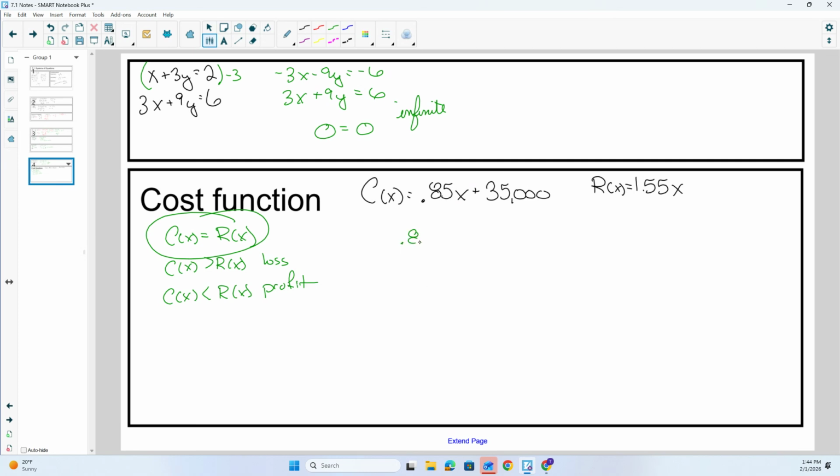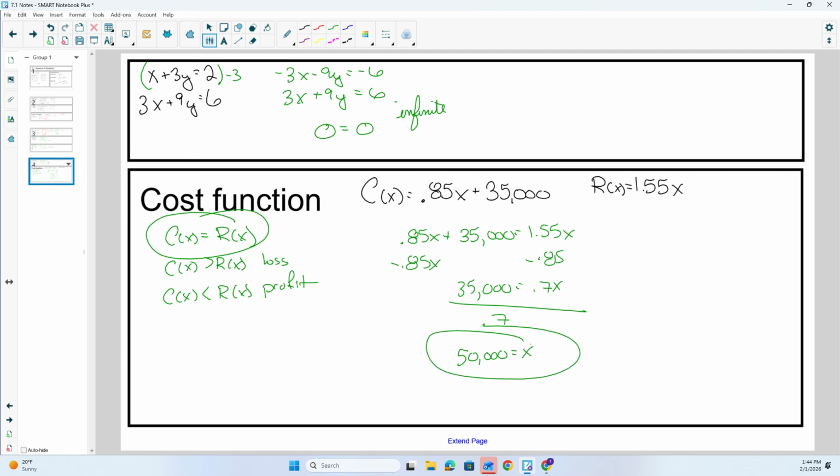So we say, what is 0.85x plus 35,000 equals 1.55x? Subtract 0.85x from both sides. Gives me 35,000 equals 0.7x. Alright, so we're going to divide by 0.7, and I believe it gives us something like 50,000 equals x. So they would need to sell 50,000 for that to work.